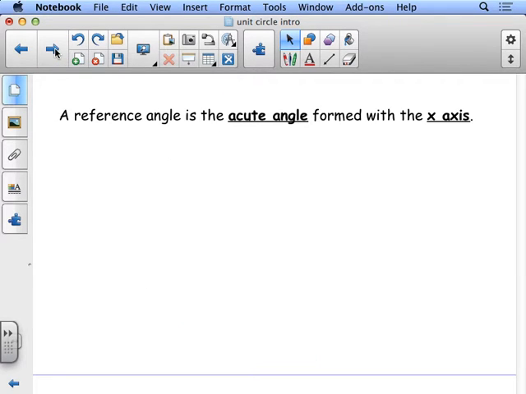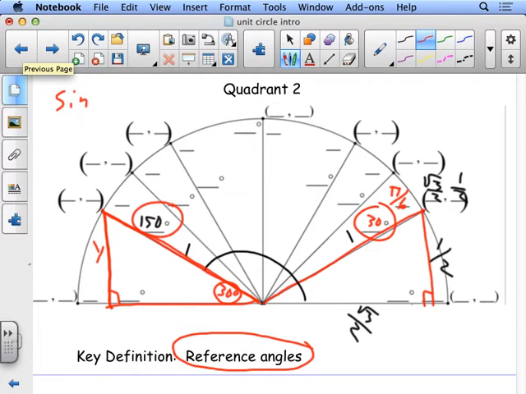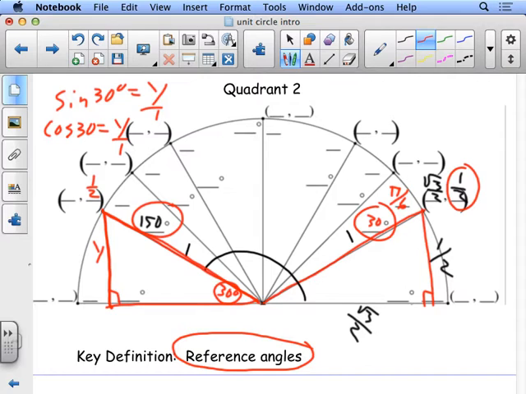Reference angle is the acute angle formed with the x-axis. Now the two things that are underlined are the leading mistakes. It's the acute angle, and it's formed with the x-axis, never the y-axis. Now, watch what happens. We turn this into 30 degrees here. Well, I can find sine of 30 degrees, which is y over 1. We get the same thing as this sine of 30 degrees, 1 over 2. I do cosine of 30 degrees, I'm going to get the same thing as this, root 3 over 2.